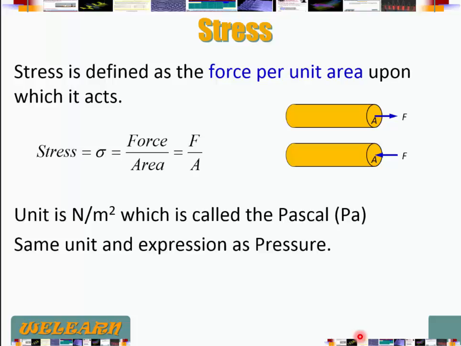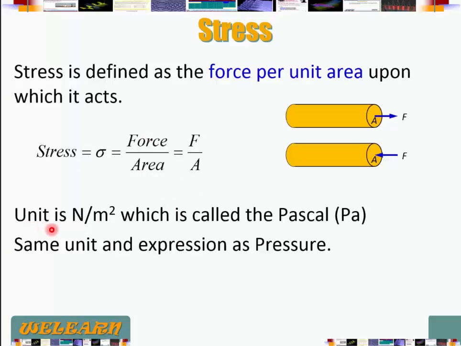We define stress as the force per unit area upon which the force is going to act. For example, if we look here, we have a tensile force. It is acting on this area A by pulling the object. And this one here is a compression force that's pushing down on the object through the area A. In both cases, it does not matter whether it is a tensile force or a compression force. The stress, see the symbol here, sigma, is defined as force over area, F over A.